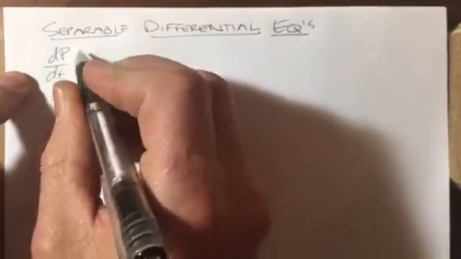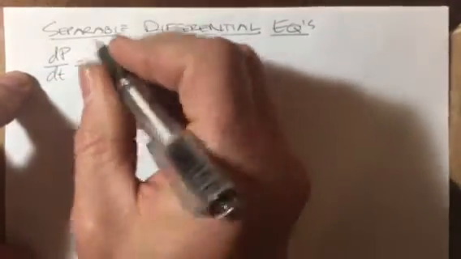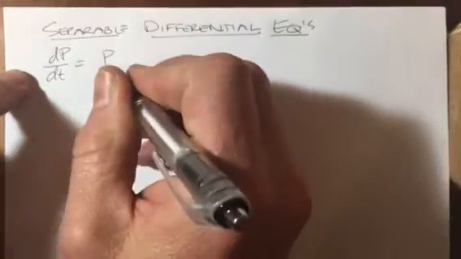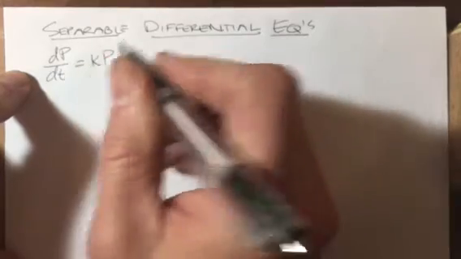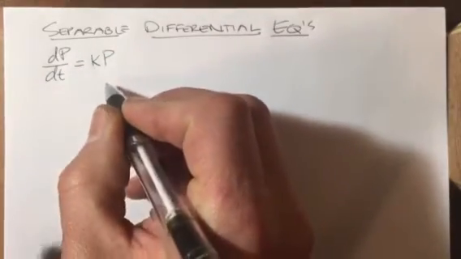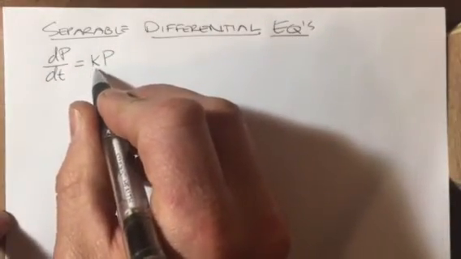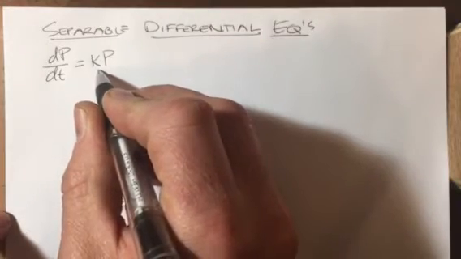Suppose we make the assumption that it is proportional to the population, that as the population is bigger, the growth is bigger. If the population is smaller, the growth is smaller. So it's very, very simple in concept. We can write it like this: some constant of proportionality, all right?